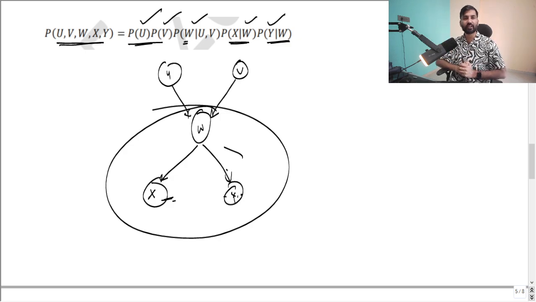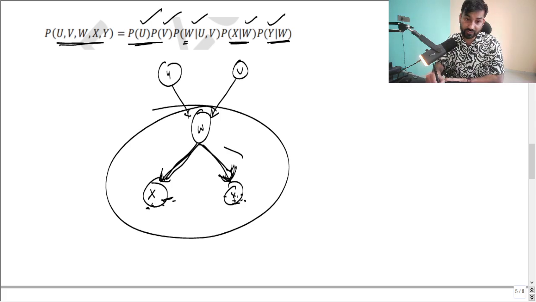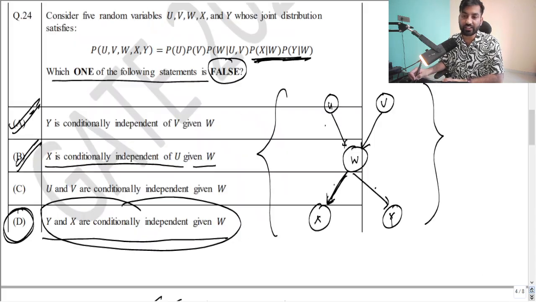There are two different branches: one branch is coming from W, and one branch is this. Two branches are there, which means you can multiply these two, so they are independent. By looking at this you can say X and Y are conditionally independent given W. By looking at the Bayesian network, you should be able to read it. How to read the Bayesian network is very important.